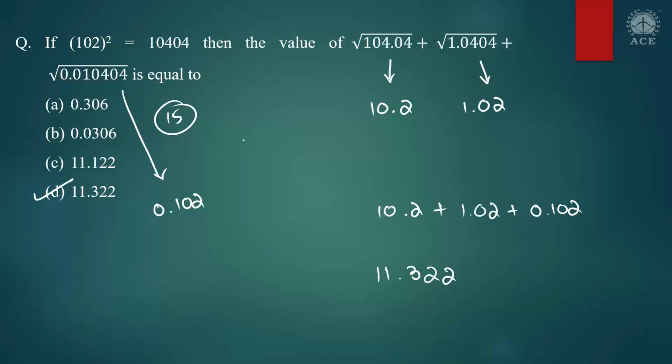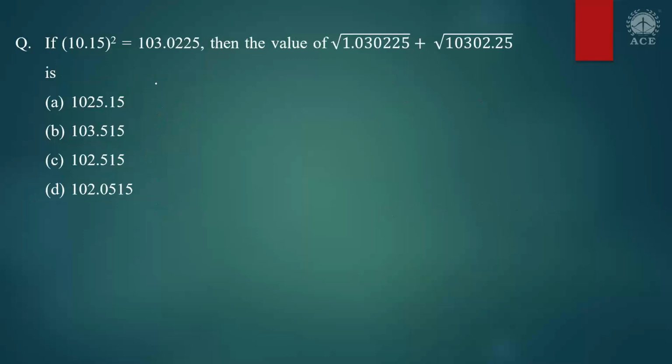Yes, Soumya, very good. They given 1 or 2 square. Even though if they don't mention 1 or 2 square, if you do also, we'll get right. 10.2, 1.02. This is 0.102 like that. If you add all, we got 11.322. Clear. Now see the next question, 16th one.